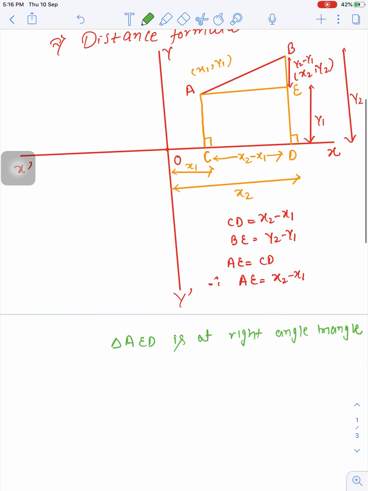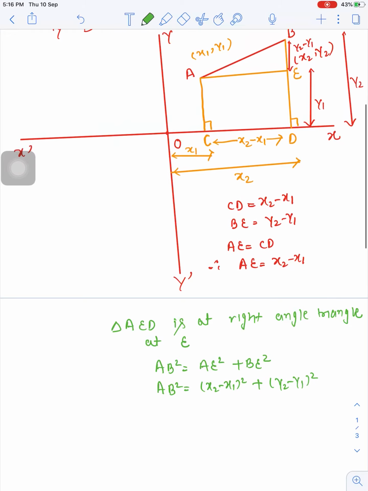So it is a right angle triangle at E. So we can say that AB square is equal to AE square plus BE square. Look, it is very easy. Actually, students are very afraid of proof, but you can see that here the proof is very easy. Now look, students, AB square is equal to, what is the value of AE? (x2 minus x1) square plus (y2 minus y1) square.